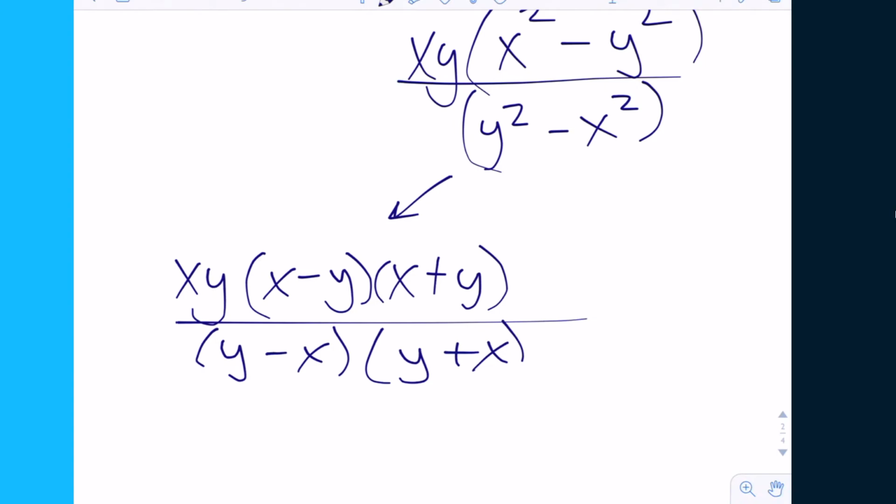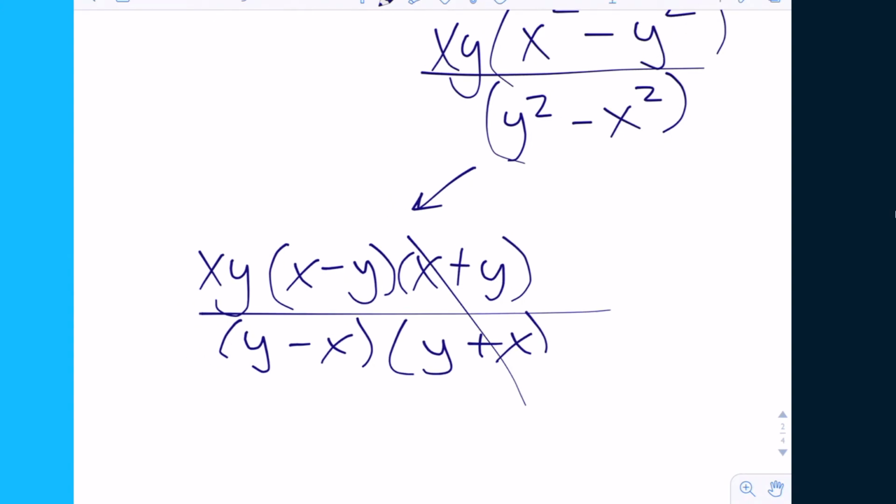X plus Y and Y plus X are now actually the exact same factor. Because what do we know about addition? It's commutative. Subtraction isn't, but addition is. So, do that.